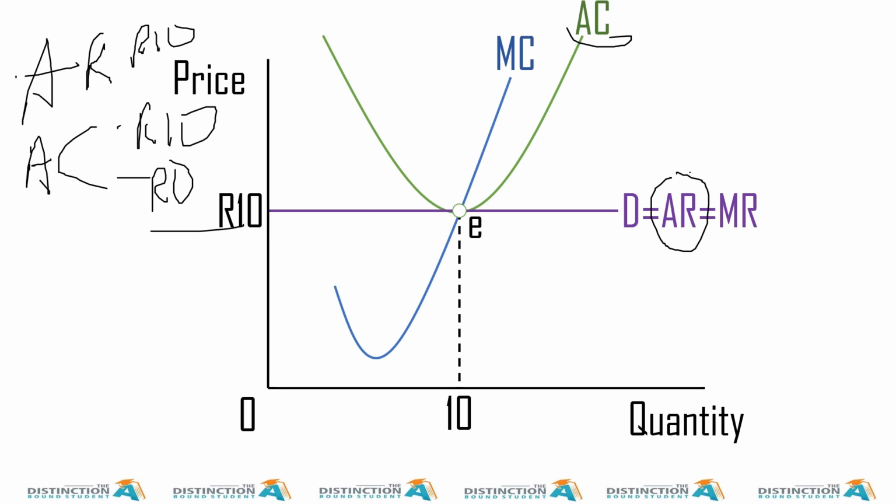Should this firm continue? The answer is yes, they can continue because, first and foremost, they're making a profit, which is normal. And secondly, because this firm can cover its variable costs, because we know that AVC is somewhere below the AC. It's always below the AC.